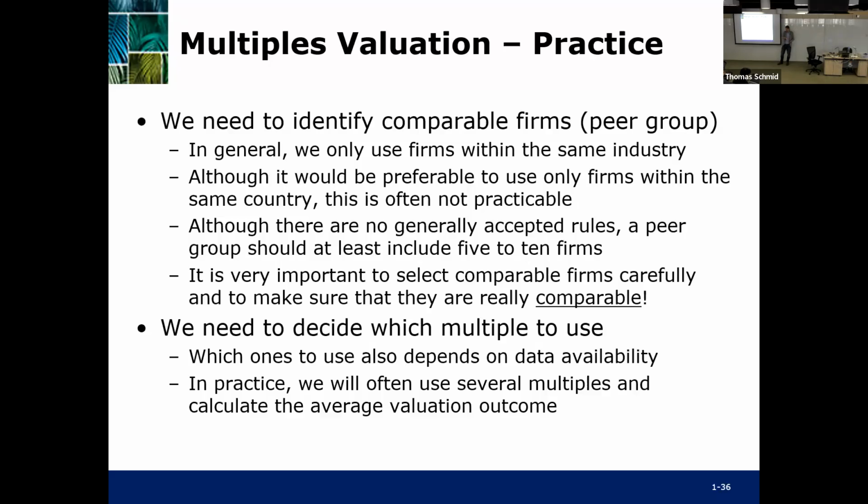So instead of using only one multiple, you can use 5 multiples, or even 10 multiples, and then you can come up with a statement like, according to our multiples valuation, the price ranges from $20 to $70, depending on which multiple we use. That would be perfectly fine.